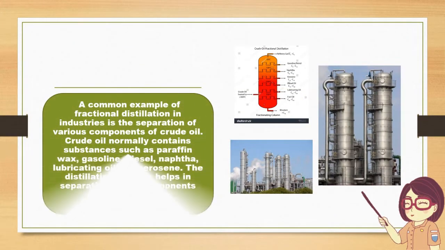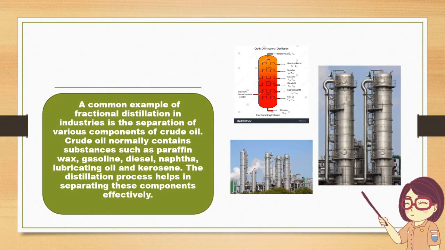A common example of fractional distillation in industries is the separation of various components of crude oil. Crude oil normally contains substances such as paraffin wax, gasoline, diesel, naphtha, lubricating oil and kerosene. The distillation process helps in separating these components effectively.